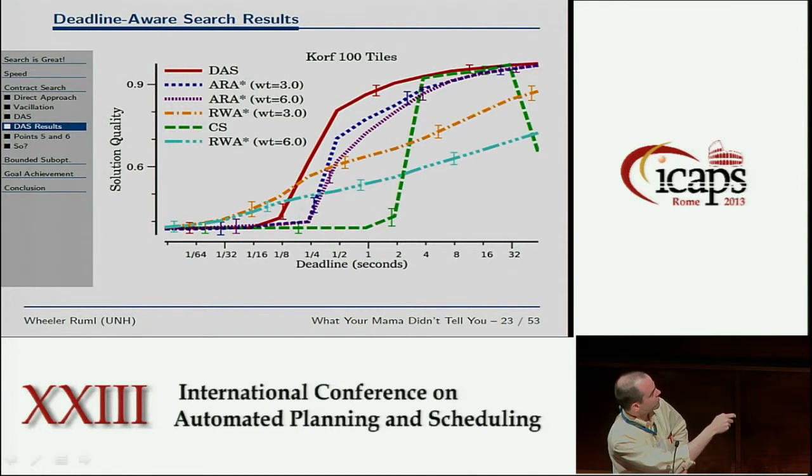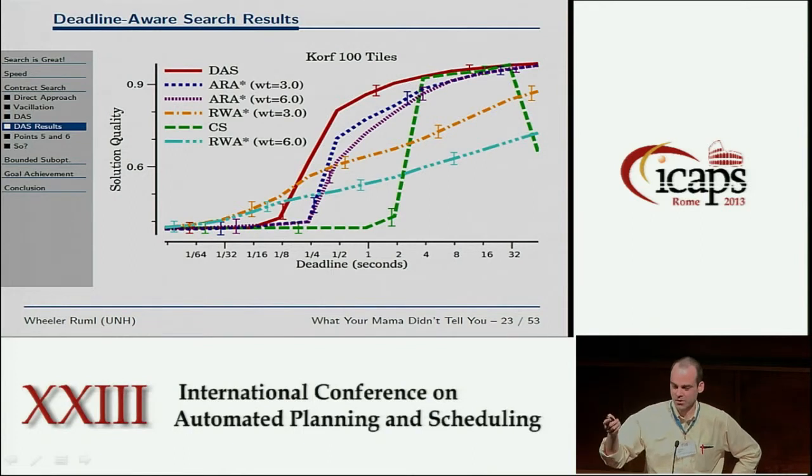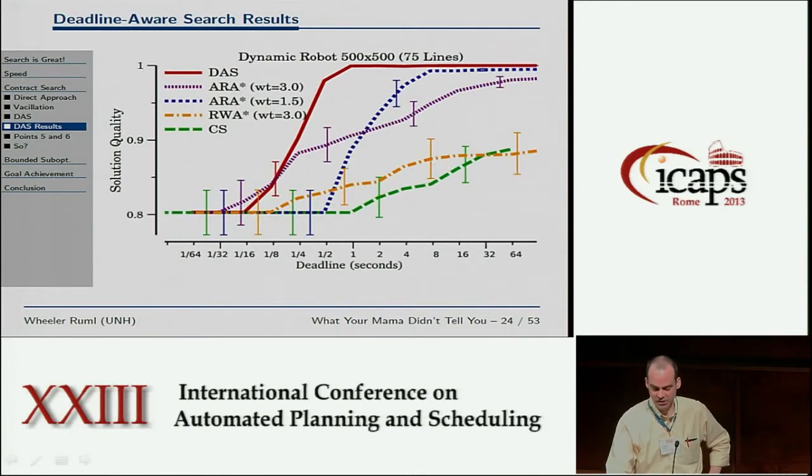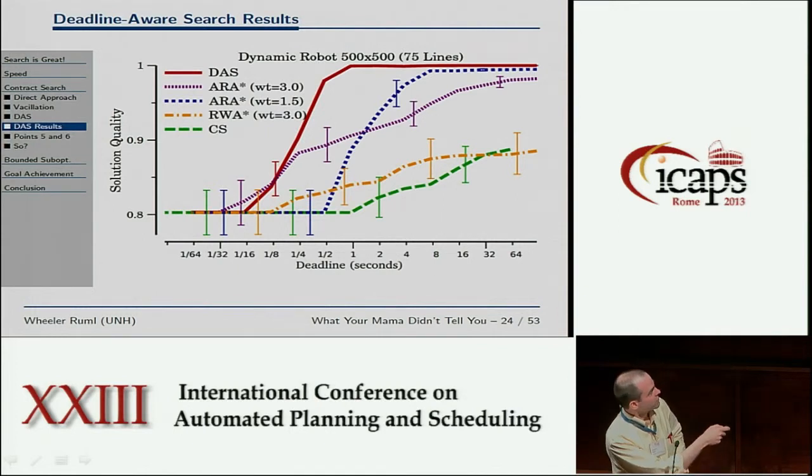And so up is good, and this red line here is the deadline-aware search that we're just looking at. You can see that for the majority of the deadlines, it completely dominates the anytime algorithms. And this is not specific to the sliding tile puzzle. This is a robot motion planning example here with a lattice-based search. And you can see that it's also beating the heck out of the anytime algorithms.